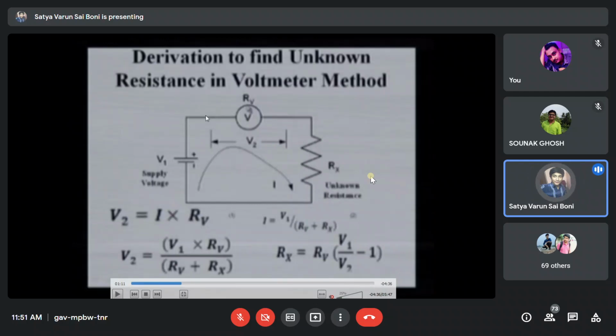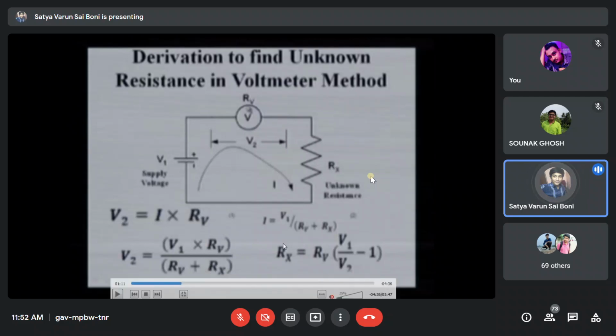That's it. See, V2 is nothing but, let us assume a current I is flowing in the circuit. So V2 is nothing but I into RV. Everybody knows this, because it is simple Ohm's law. Here I is nothing but V by RV plus Rx. So after that, if you want to measure V2, V2 is equal to V1 into RV by, because we are substituting the I value in this equation. So I is equal to V1 by RV plus Rx. We are substituting here, so we get V2 is equal to V1 into RV by RV plus Rx.